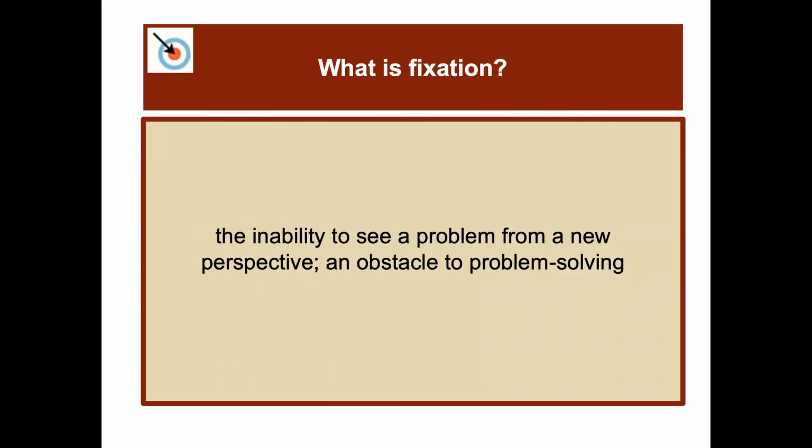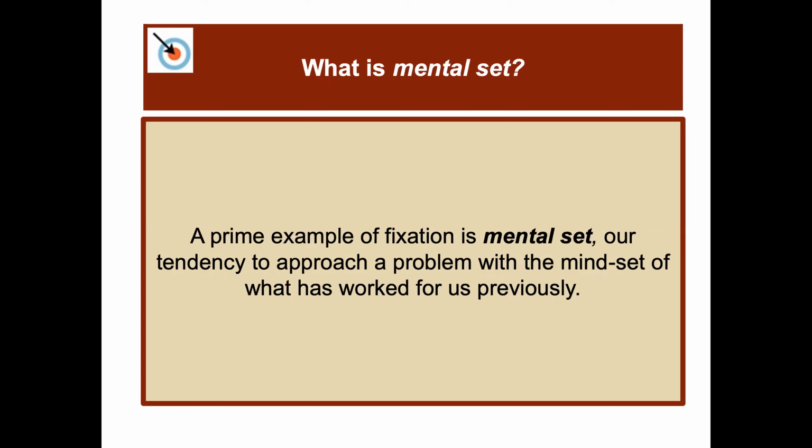Fixation, on the other hand, is the inability to see a problem from a new perspective. And it's definitely an obstacle to problem solving. We kind of approach a problem in the same way that we've always approached the problem. It's really hard for our cognitive systems to look at a problem in a new way, right? We approach it in the same way we've approached it in the past. An example of fixation is mental set. Our tendency to approach a problem with the mindset of what has worked for us previously, right? So we get to whatever problem we're encountering in life, and we kind of have this little bit of tunnel vision of only being able to see what has worked for us in the past. It's hard for us to come up with different types of solutions.